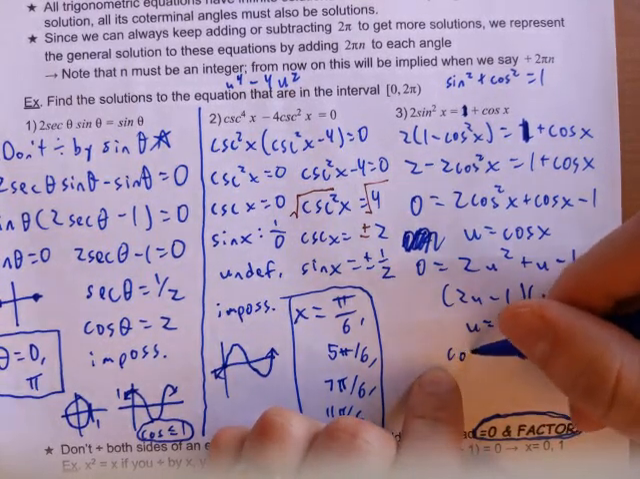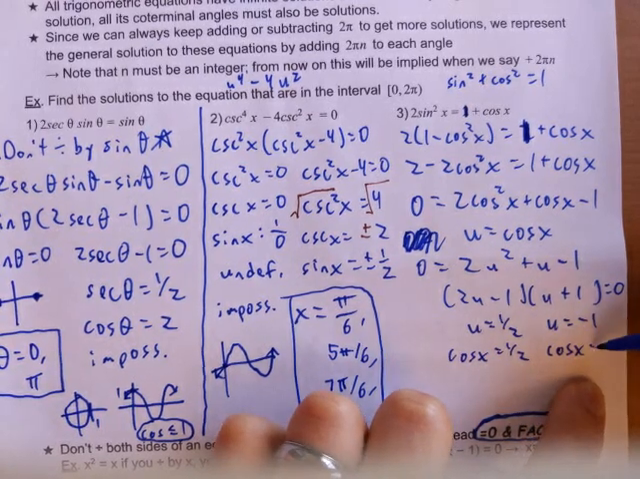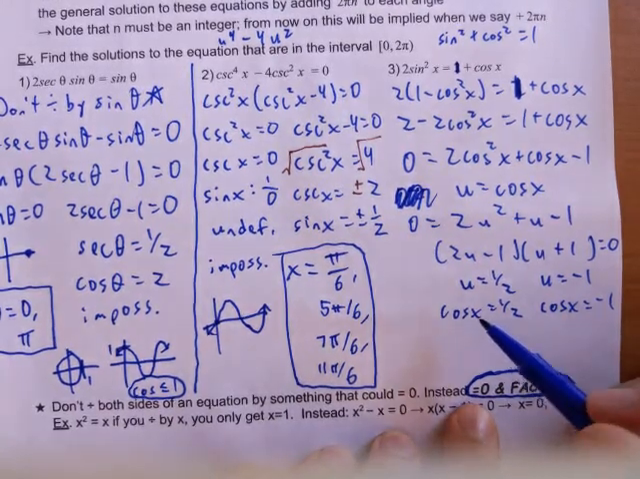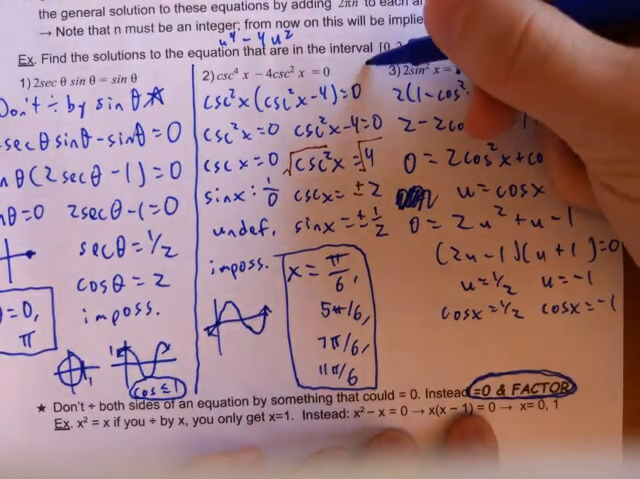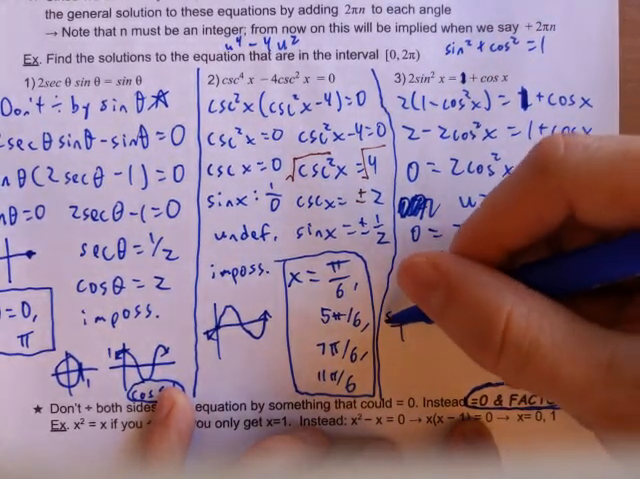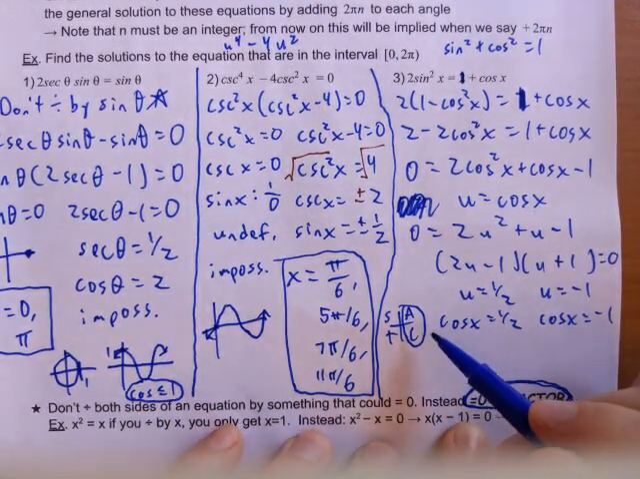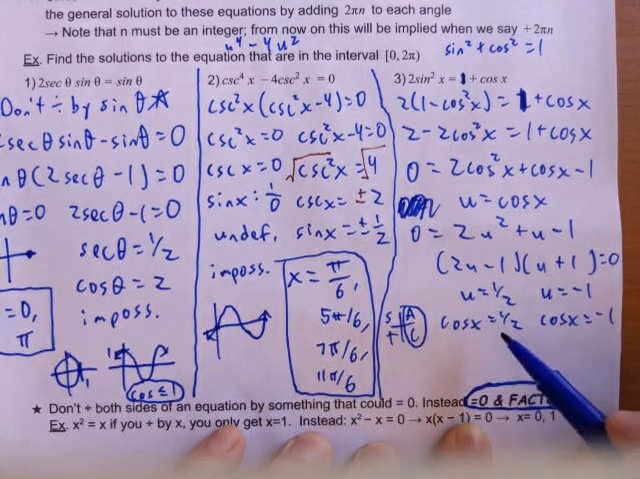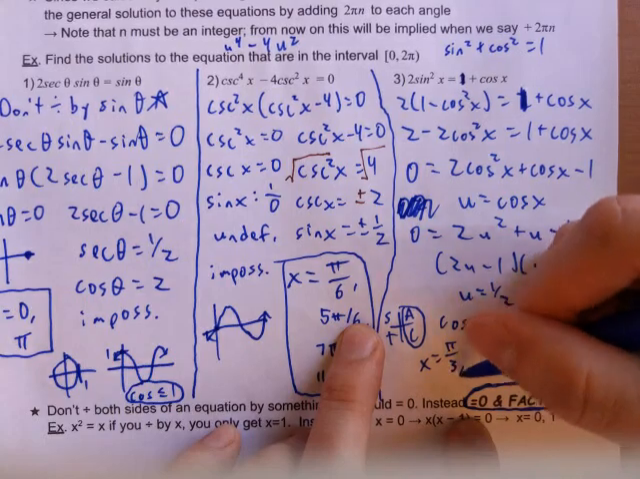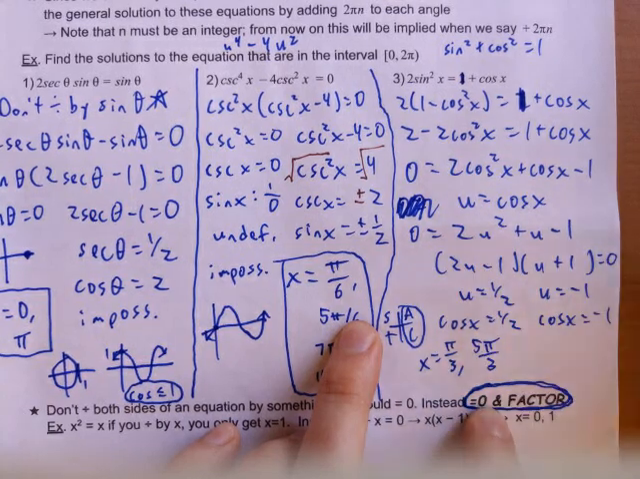So we go back and put the cosine x in. Cosine x is a half. Cosine x is negative 1. And so here we will have to think about the ASTC. We only want cosine to be positive, and so we're only going to want the first and the fourth quadrants right there. And on the unit circle, the x-coordinate being a half, that's pi over 3. So we're looking at pi over 3, and then in the fourth quadrant, that's 5 pi over 3.